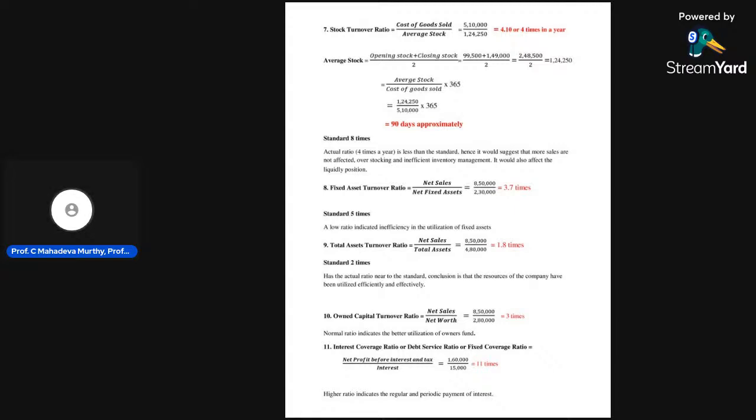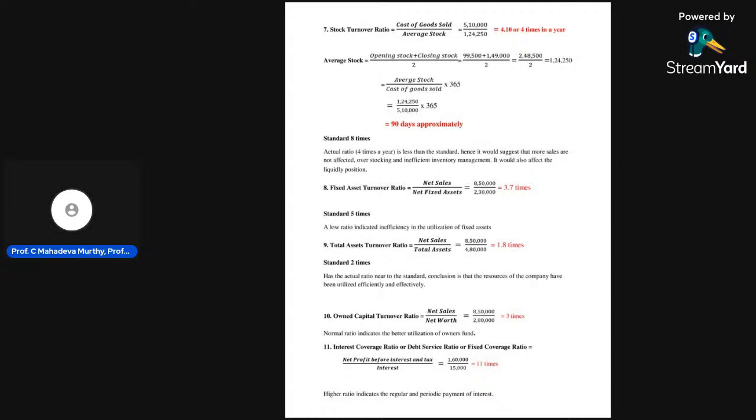Here also they are not fully utilizing. The actual ratio is nearer the standard. The conclusion is that the resources of the company have been utilized efficiently and effectively. They are not efficiently using the total assets, not utilizing the total assets effectively and efficiently. That is what it exhibits. Therefore, each and every ratio tells about the significance of two components of the organization. Yes, that is the next one.